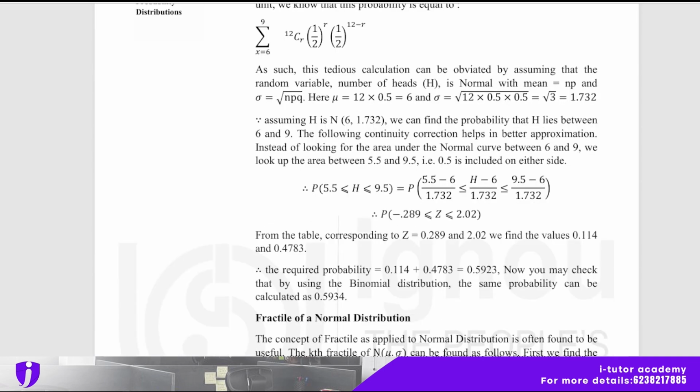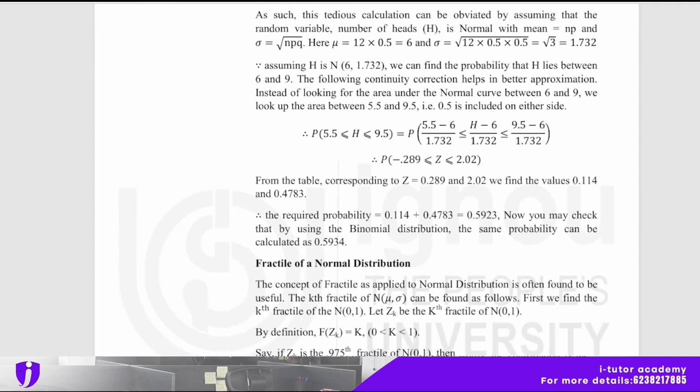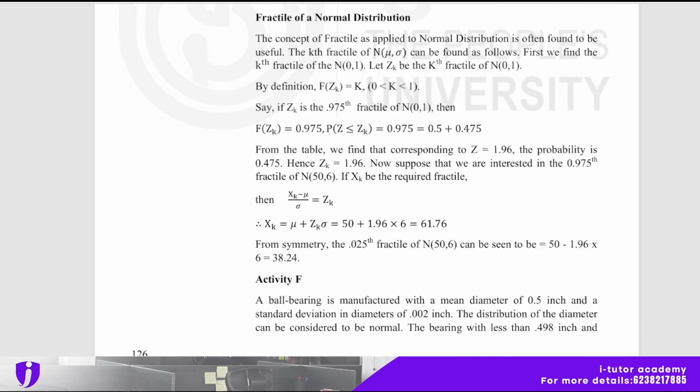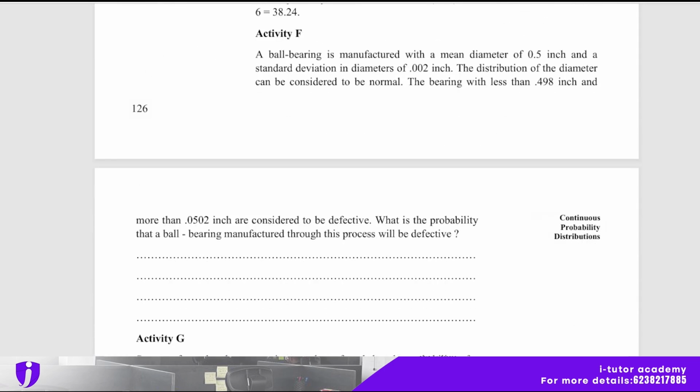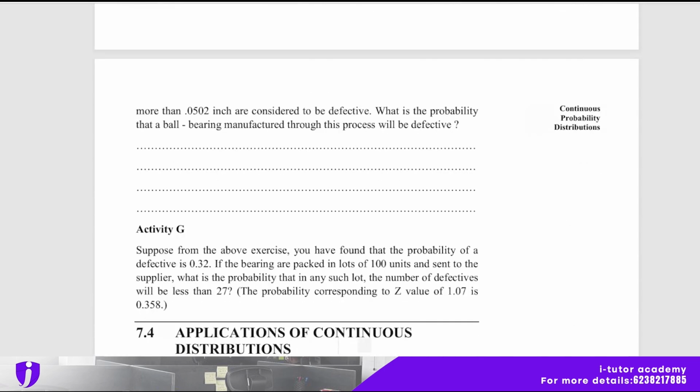And for fractiles of a normal distribution, the concept of fractile as applied to the normal distribution is often found to be useful. This is here. And activity F is based on this section, and activity G is also based on this section. So you just try to do these activities.